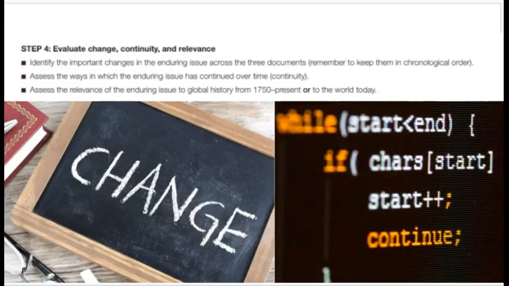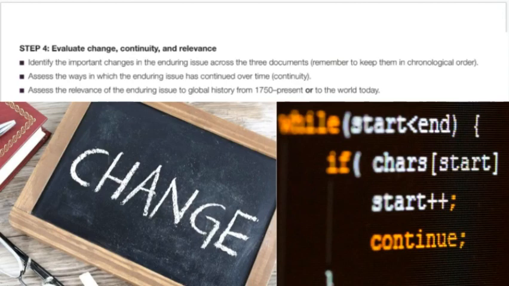So now, what is this change and continuity business? Where does it come in? It all comes down to step 4 of the Enduring Issues tool. We evaluate change, continuity, and relevance. Relevance is how important is this? How does this connect? Where does it come in?